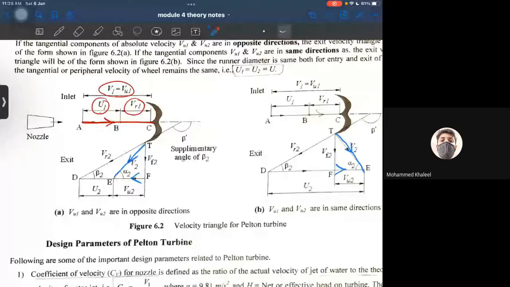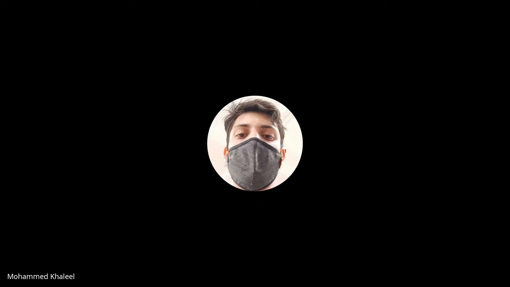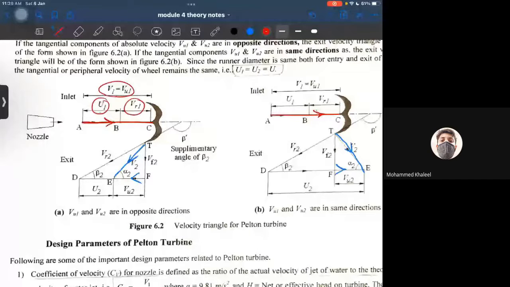The inlet velocity triangle is just a line like this. ABC is just a line. That itself is the inlet velocity triangle. The outlet velocity triangle would be of complete nature.